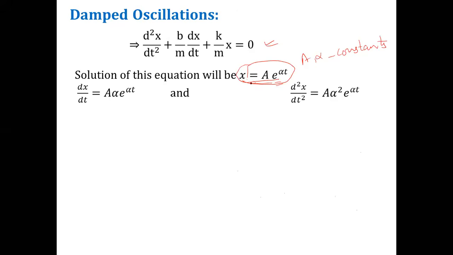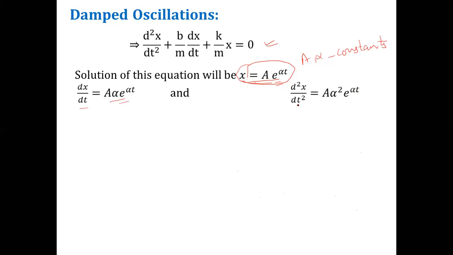That's what we have to do in the next step. So take the first order derivative of x with respect to time, dx by dt, if you do that, this is what will come. If you differentiate it again, you will have d2x over dt2. That would be again one more alpha will come out. You will have alpha square e raised to power alpha t.